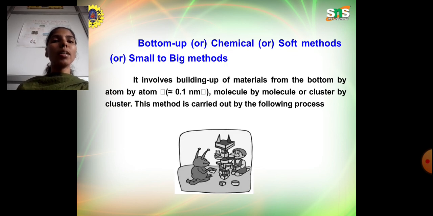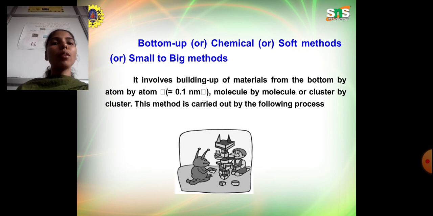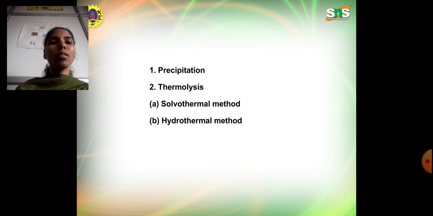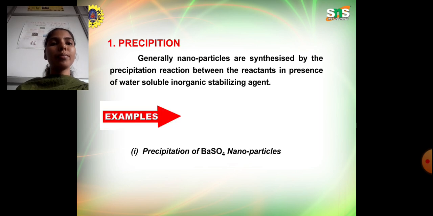Bottom up or chemical or soft method, or small to big method. It involves building up of materials from the bottom, atom by atom, molecule by molecule or cluster by cluster. This method is carried out by the following processes. The processes are precipitation, thermolysis, solvothermal method and hydrothermal method.